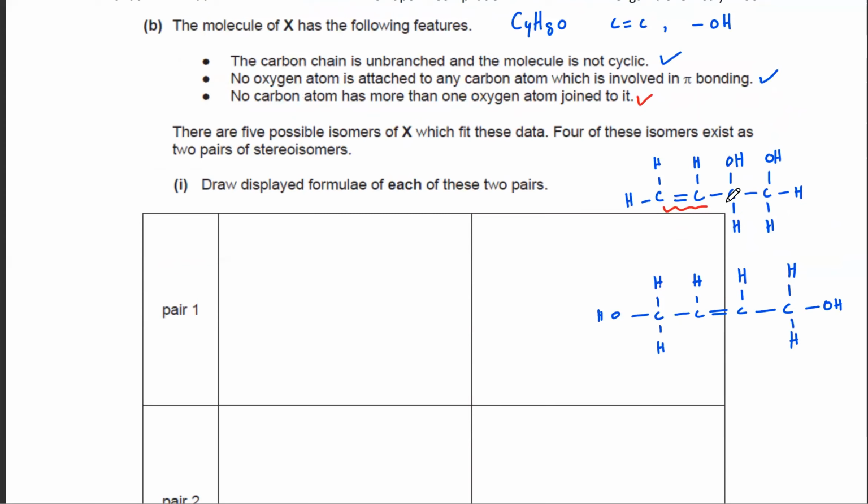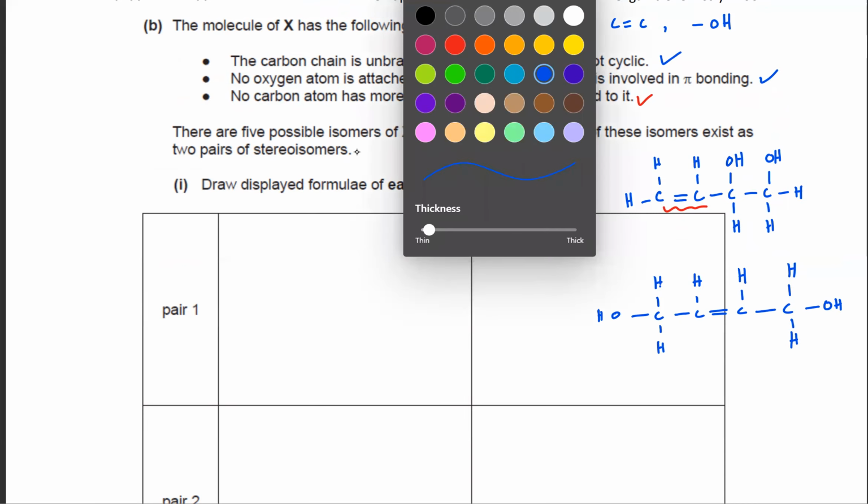So I've drawn these 2. You can try and think of any other. Remember, the double bond has to be away from the OH groups. Now, 4 of these isomers exist as 2 pairs of stereoisomers. So stereoisomers are either optical.